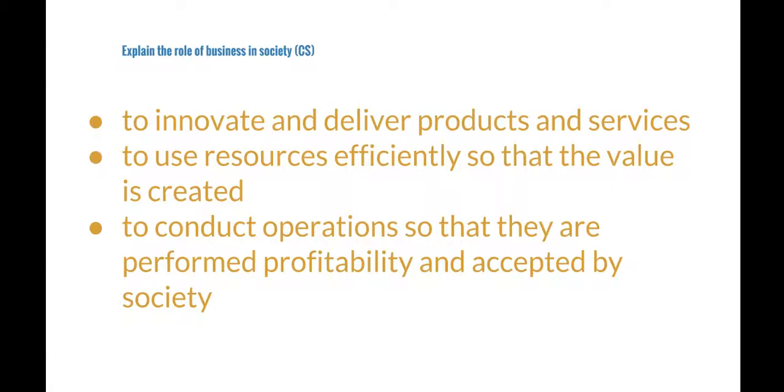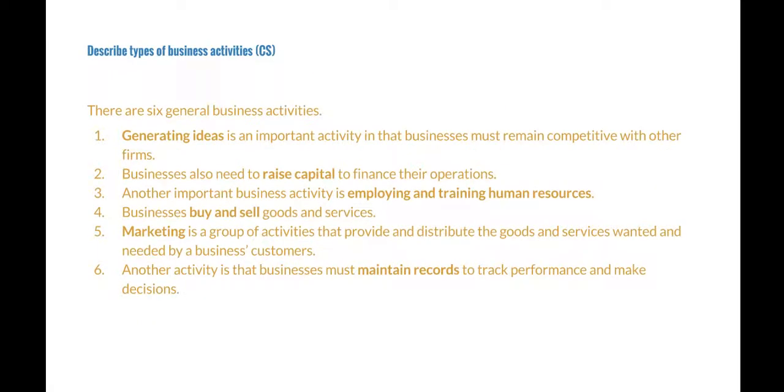So, impact and interaction are the two key words to keep in mind when explaining the role of business in society. The next performance indicator is to describe types of business activities. And 6 general types of business activities are generating ideas, raising capital, employing and training human resources, buying and selling goods and services, marketing, and maintaining records.